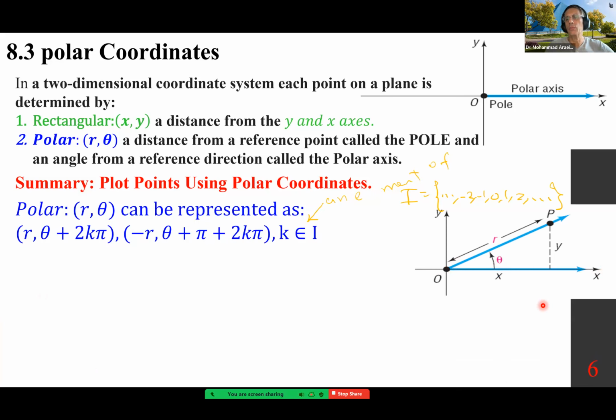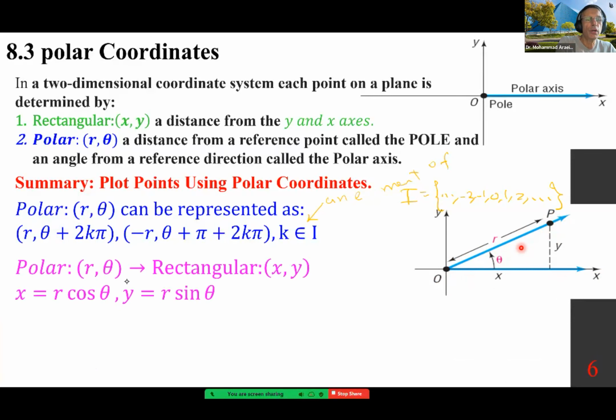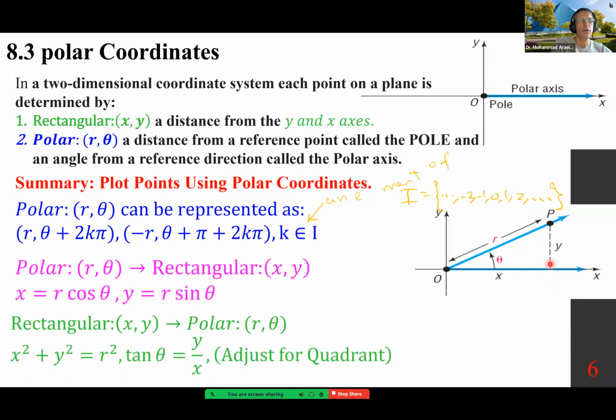So with the x-axis, or the polar axis, a point with coordinates x and y can be represented with distance from the pole r and theta. And so polar has coordinates (r, theta), rectangular has coordinates (x, y), where x is r cosine theta, y is r sine theta. Rectangular is (x, y), polar is (r, theta).